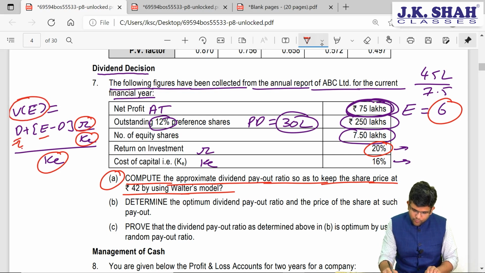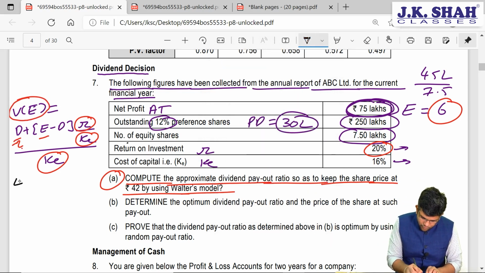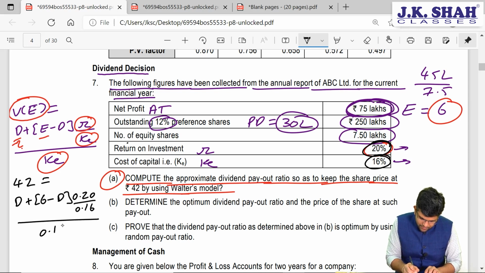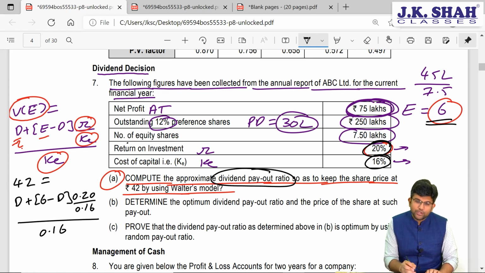So students, if I put numbers here, 42 is equal to D plus 6 minus D, into R by K, that is 0.20 by 0.16, the whole divided by 0.16. We have to simply solve this and get the D. Whatever D you get, divided by the earnings per share, will give you the dividend payout ratio to keep the share price at rupees 42.